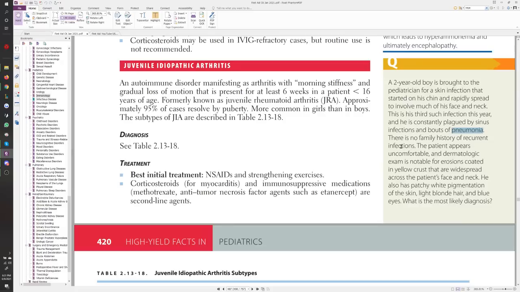There's no family history of recurrent infections. Patient appears uncomfortable. Dermatologic exam is notable for erosions coated in yellow crust that are widespread across the patient's face and neck. So that's one of the infections the child must have right now. He also has patchy white pigmentation of the skin, light blonde hair, blue eyes. Now this part gives away what the problem is. Right? The problem is that melanin is not being transported throughout the body.